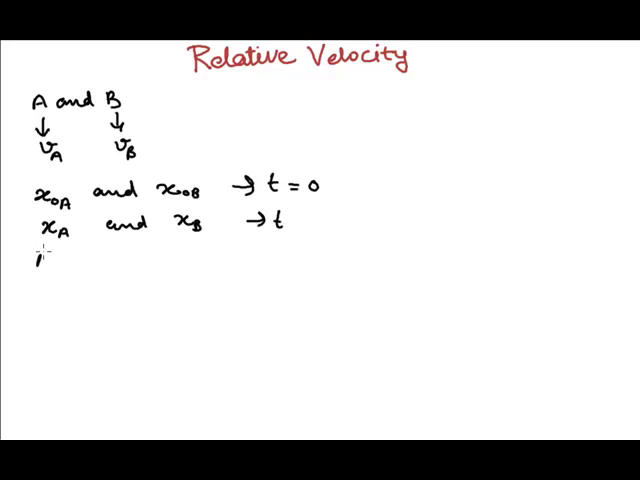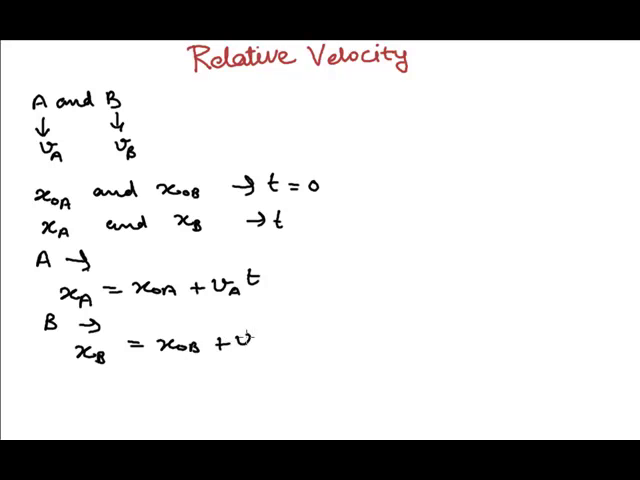Now, for object A, xA is equal to x naught A plus VA t, and for object B, xB is equal to x naught B plus VB t. Now, these relations for xA and xB are the same as we discussed in uniformly accelerated motion. Now, consider this equation as 1 and this as 2.